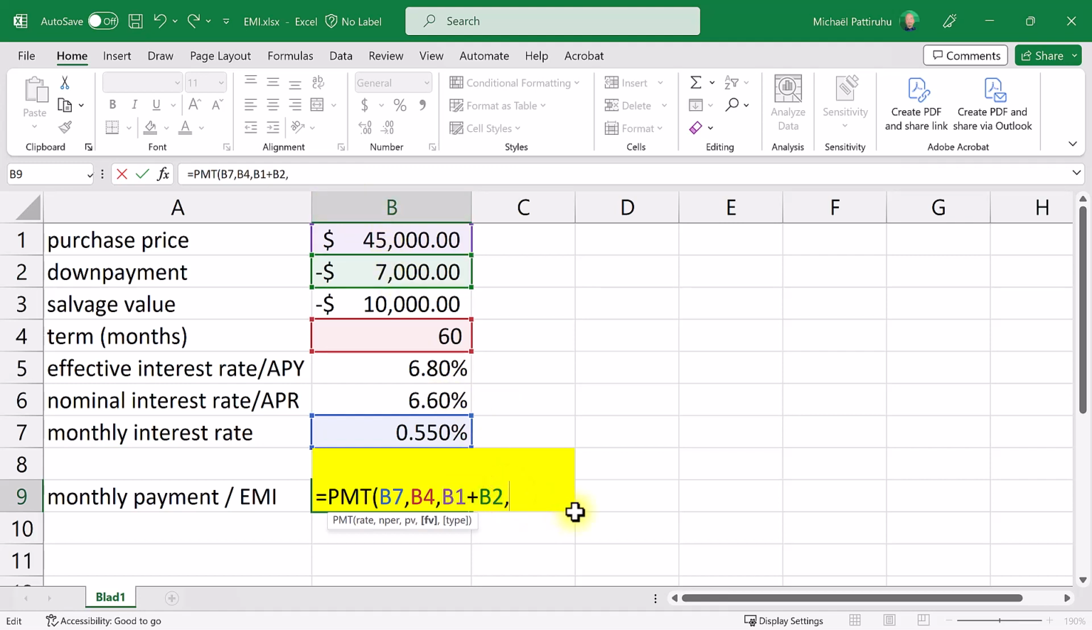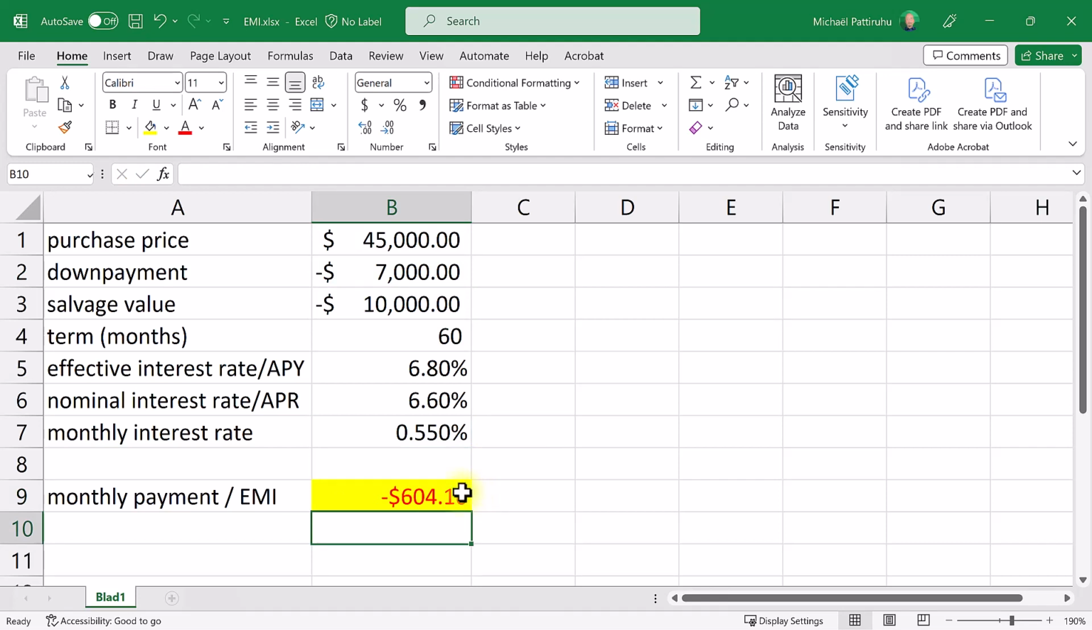Then the optional argument, the future value. And the future value is the amount that is left after the 60 months. So after the 60 months, I still owe $10,000. And I'm going to pay this $10,000 at the end as one big installment. Comma, and then the timing of the payments. The default value is 0. And 0 means you're going to pay at the end of every month. Enter. And now I have my answer.